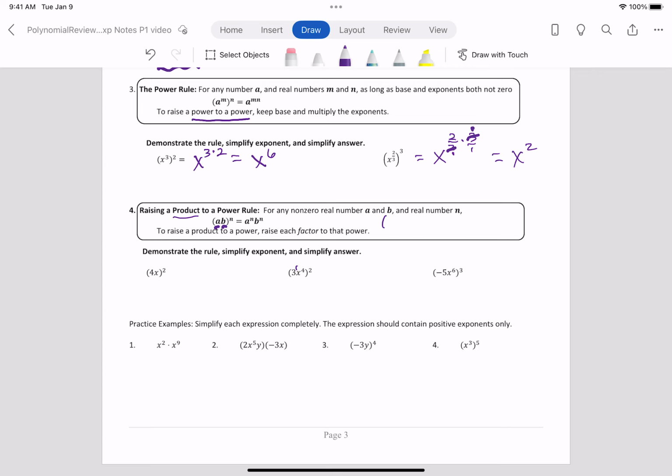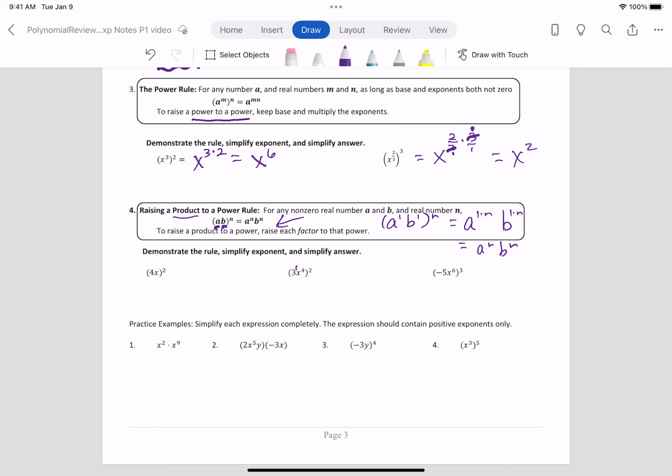So the ab you can think of as a to the 1st, b to the 1st, raised to the n. Remember, if there's not an exponent showing, it's a 1. So then it's going to be a to the 1 times n and b to the 1 times n, which would just give me a to the n, b to the n, which is what my rule says. Okay?